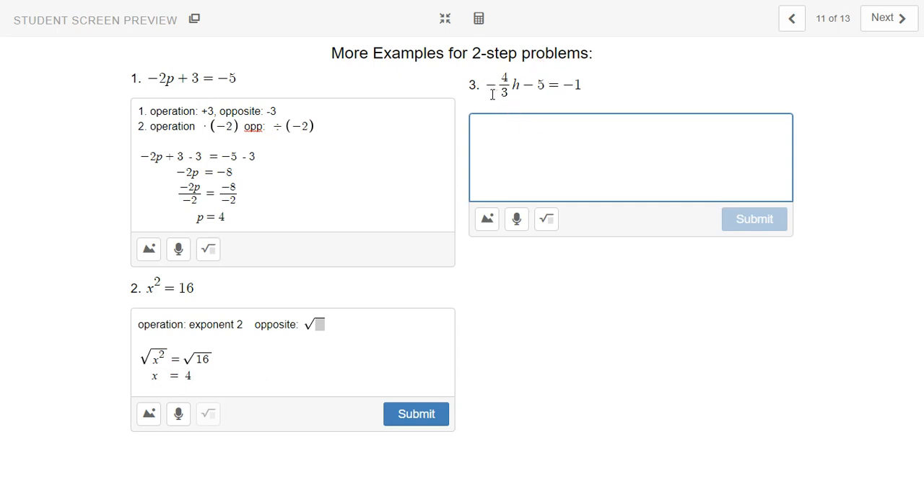Last example here, negative 4 over 3 h minus 5 equals negative 1. We're going to start peeling things away, and I'm going to do the subtraction first. So the operation was minus 5. The opposite is plus 5. The second thing that we have, the operation, we're multiplying by negative 4 over 3. The opposite of that is to divide by negative 4 over 3.